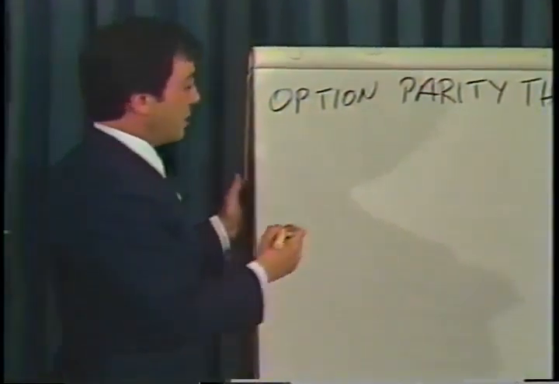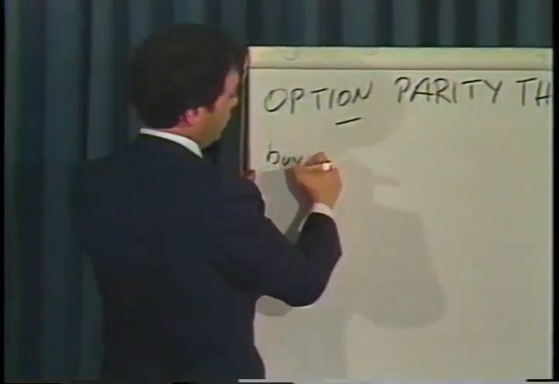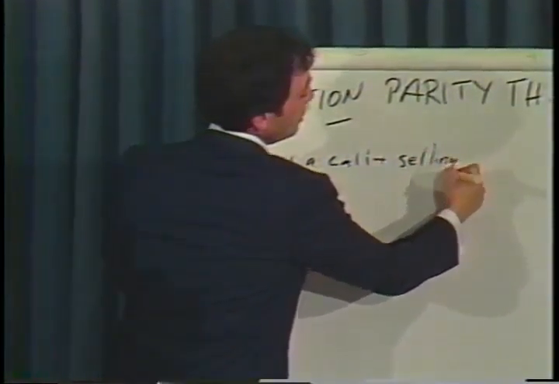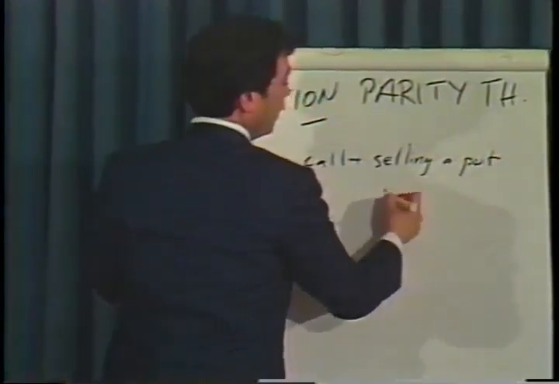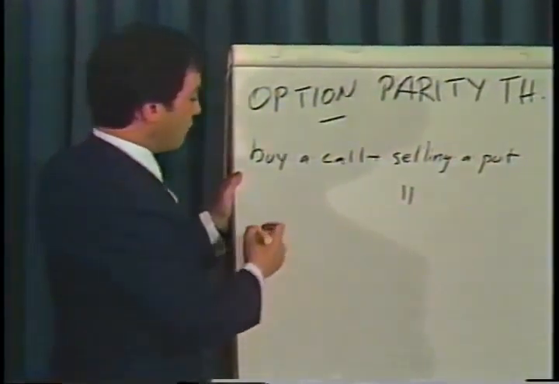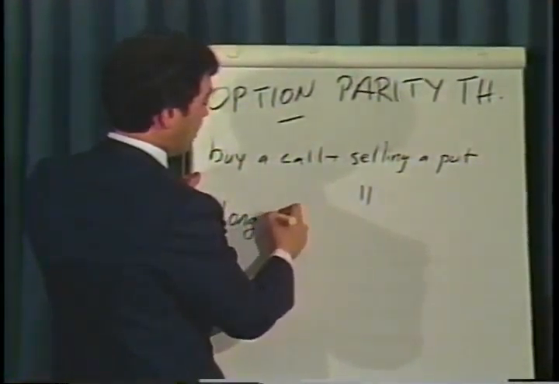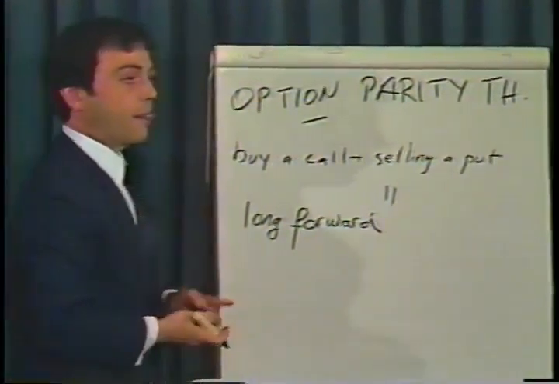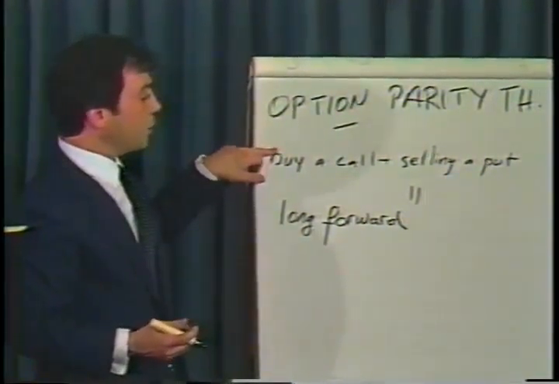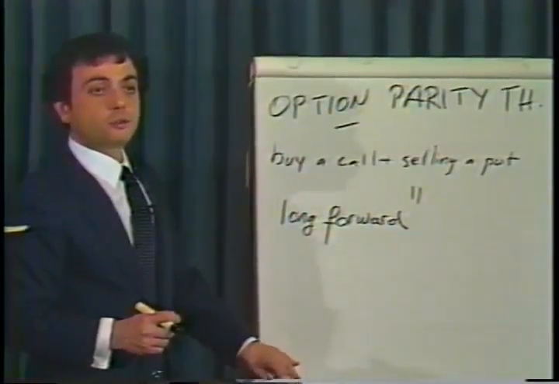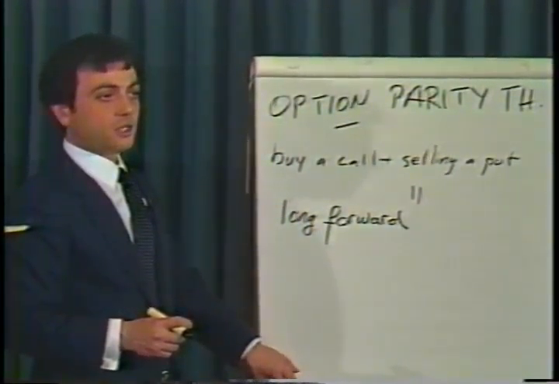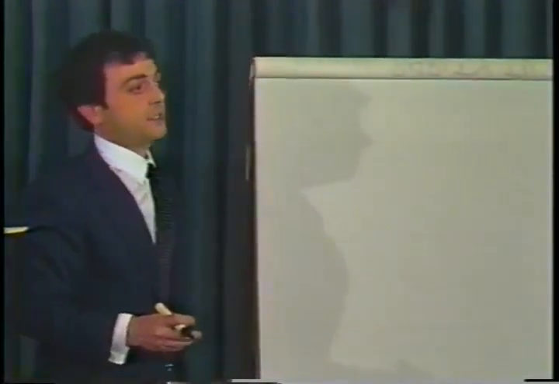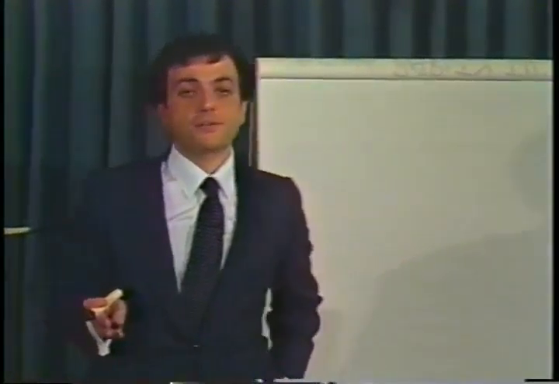And that says that buying a call and selling a put equals being long forward, being long the instrument in the forward market. Okay. Buying a call and selling a put is equivalent to being long the security in the forward market for European options. Okay. Now let us say why that is the case.